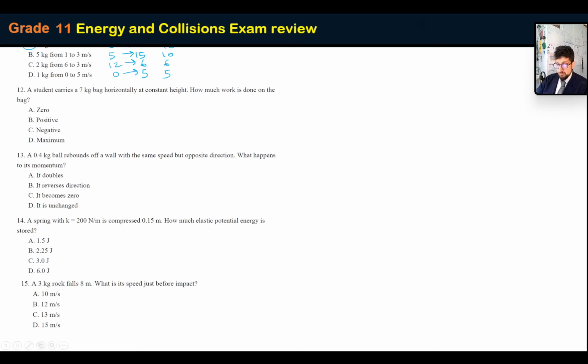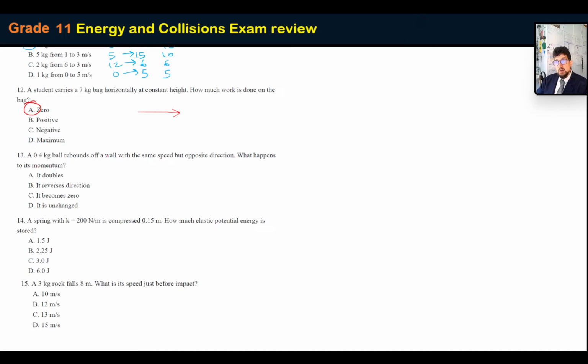Alright, 12. A student carries a 7 kilogram bag horizontally at constant height. How much work is done? 0. Because it says horizontally. So the work was done when they were lifting it, but in the horizontal direction, there's none.